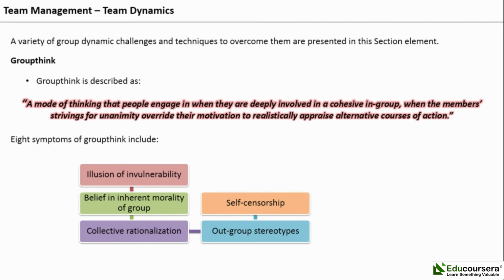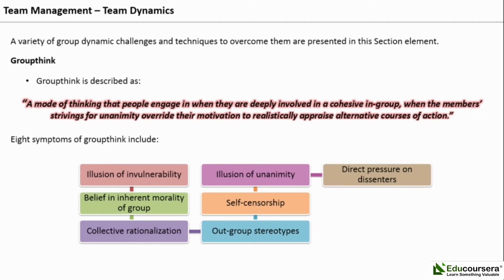5. Self-censorship, refusing to communicate personal concerns to the group as a whole. 6. Illusion of unanimity, accepting consensus prematurely without testing its completeness. 7. Direct pressure on dissenters, refusing to tolerate a member who suggests the group may be wrong. 8. Self-appointed mind guards, protecting the group from hearing disturbing ideas or viewpoints from outsiders.